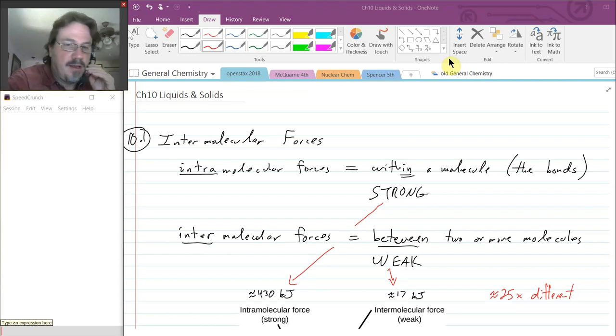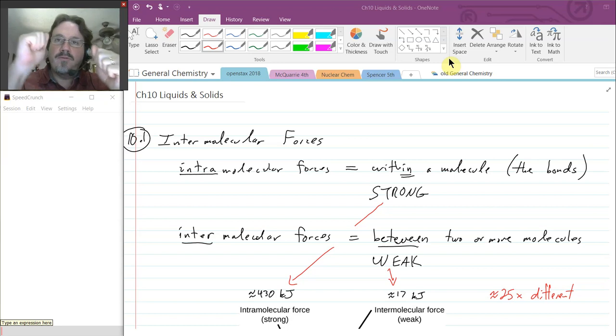Intermolecular forces. Here we're talking about the forces that occur between two molecules. Intramolecular forces would be within just one molecule. So what makes up one molecule? Well, you have the bonds, and then you could also have the distribution of electrons, which would give dipoles, partial charges, and those such things. But when you're talking between two molecules, that would be intermolecular forces.